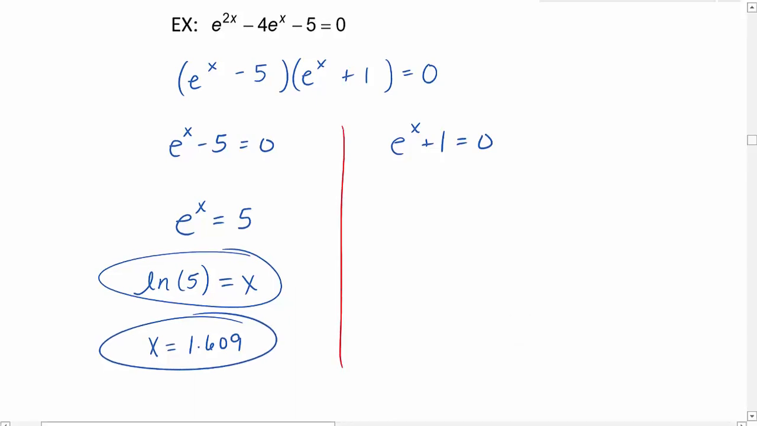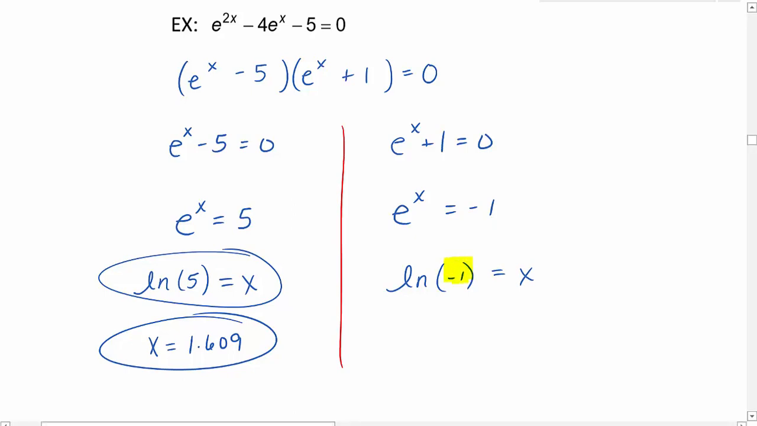Now let's solve our second equation. Again, we will isolate the exponential portion. e to the x equals negative 1. The one-to-one property does not apply, so we'll rewrite it in logarithmic form. Natural log of negative 1 is equal to x.